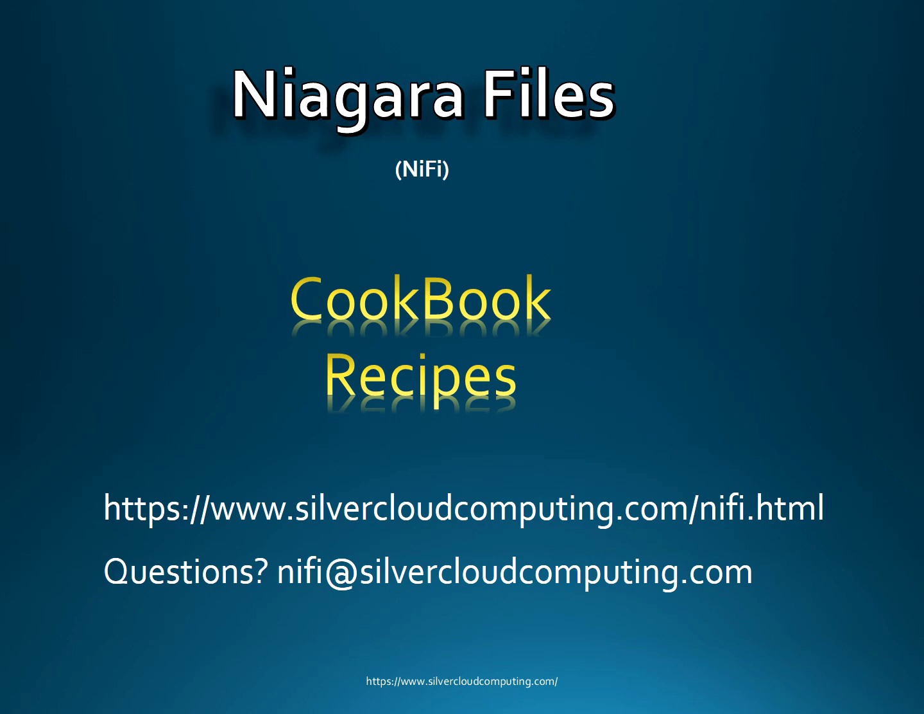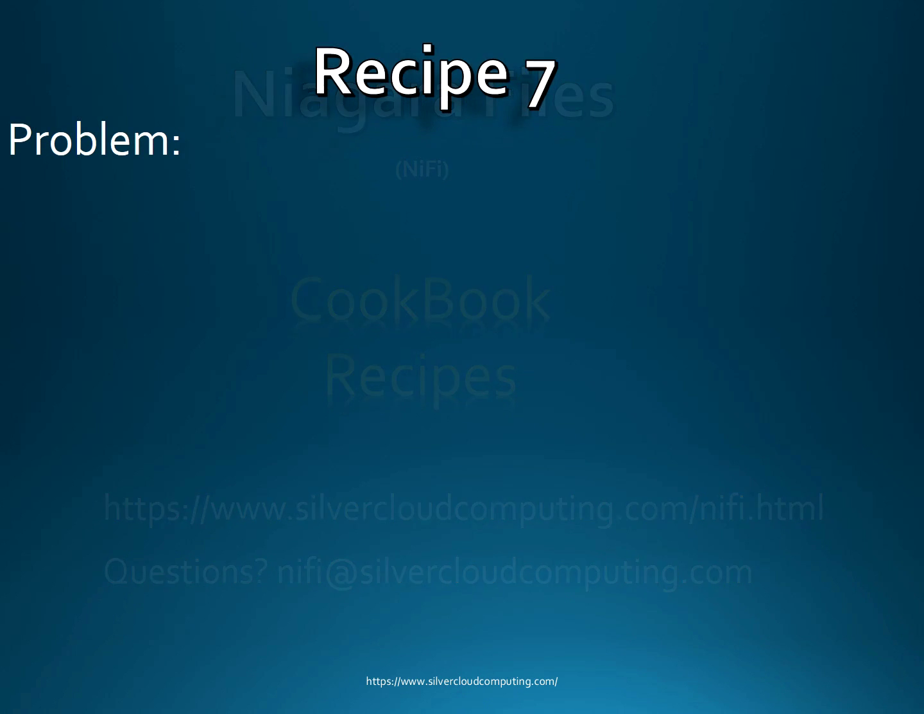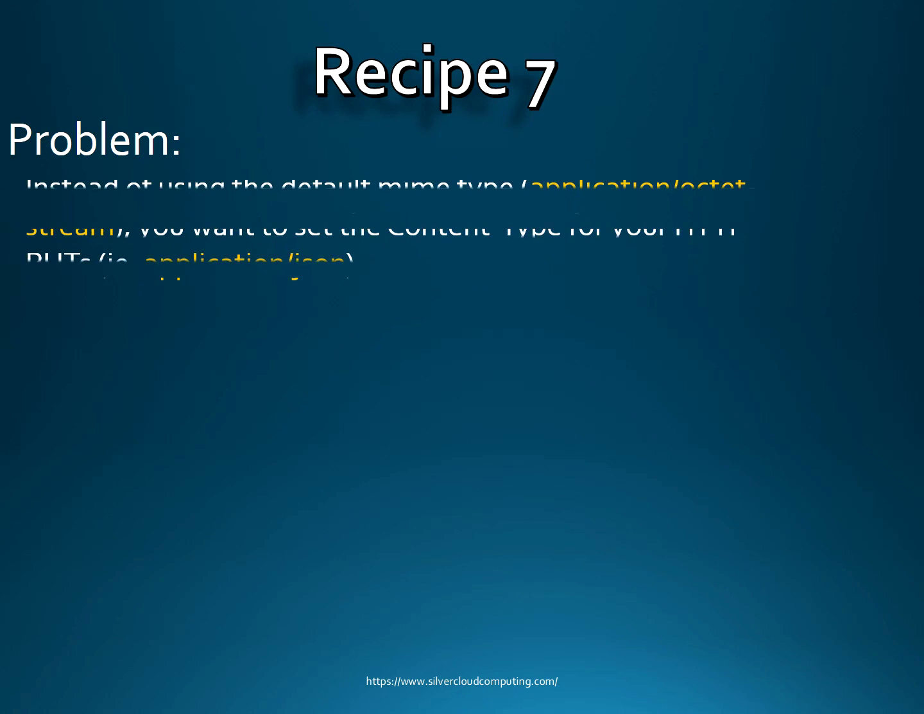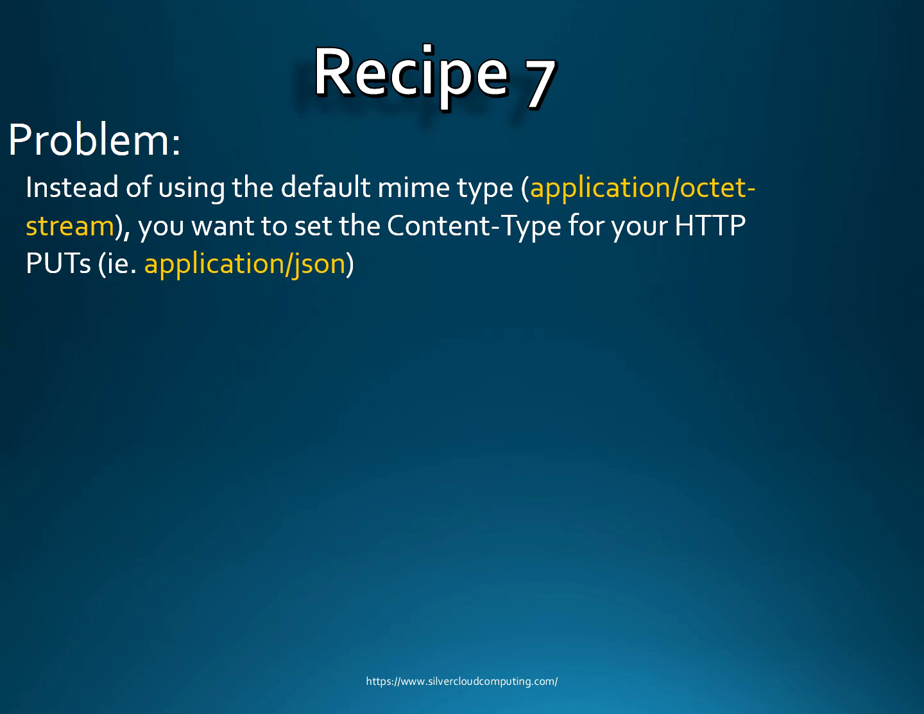All right, so let's go ahead and go to the next recipe. This will be recipe number 7, and the problem we're trying to solve with this one is, instead of using the default MIME type which NiFi sets for us when we're sending out HTTP requests to other servers or other systems, we want to set that to something else. The default one is application/octet-stream, and say, for example, we want to set it to something else, like application/json. How do we do that?